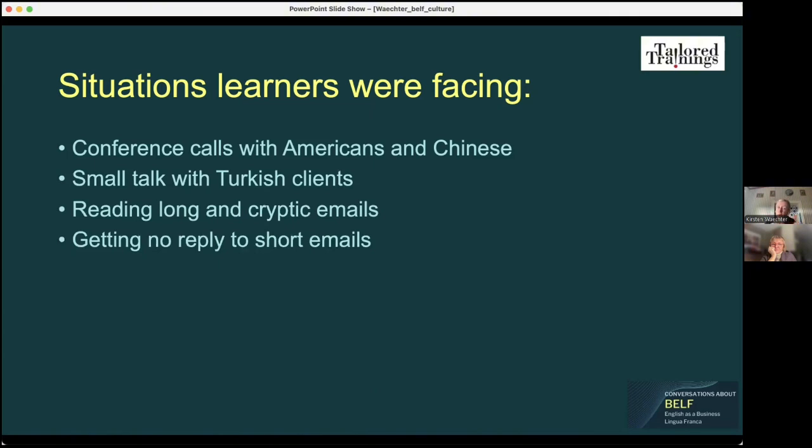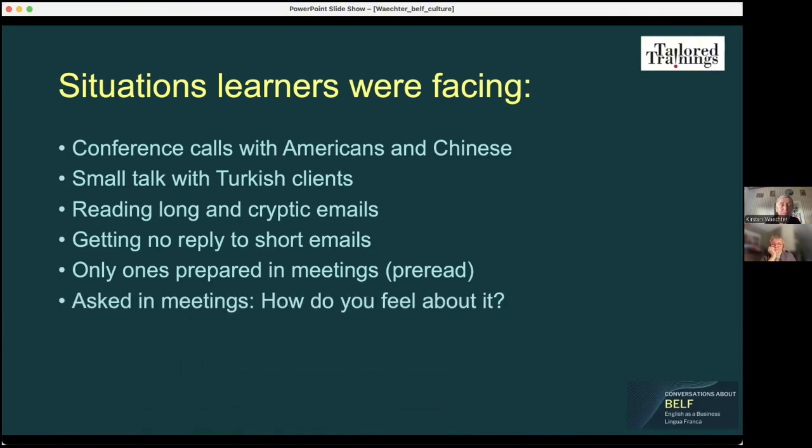Then they wrote very short and succinct emails, grammatically perfect, but they wondered why they didn't get any reply. The British bosses often sent them slide decks, 50 PowerPoint slides, very densely written. And of course, my German learners were the only ones who read these slides before the meeting and were prepared in meetings, and wondered why the rest didn't read them. They were also asked in meetings by the English in particular, how do you feel about it? Can you imagine why this is strange for Germans, to get the question, how do you feel about this, in a business meeting?